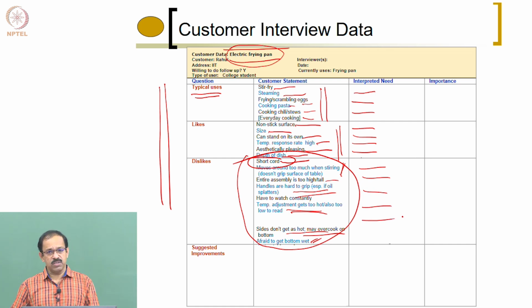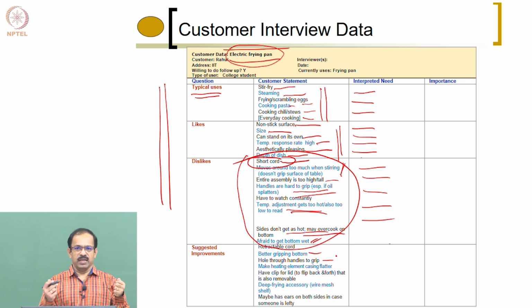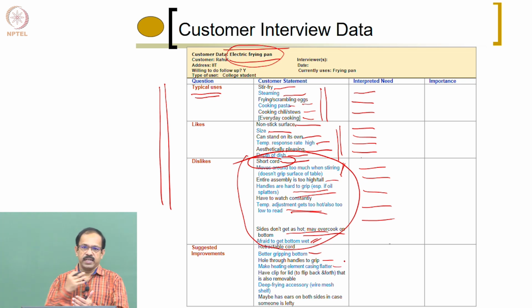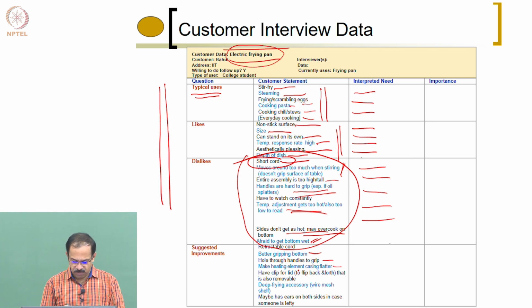And suggested improvements. The customer will tell many things. Retractable cord, so that you can extend the cord and then retract it. Better gripping bottom, proper gripping handles, and make heating element casing flatter. That is, you can have more flat casing so that the temperature distribution will be uniform. And have a clip for lids so that you can take out the lid very easily.